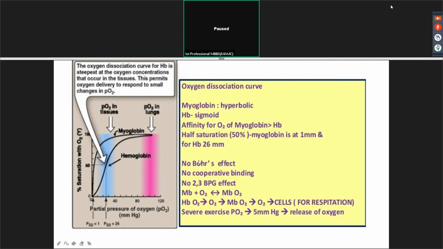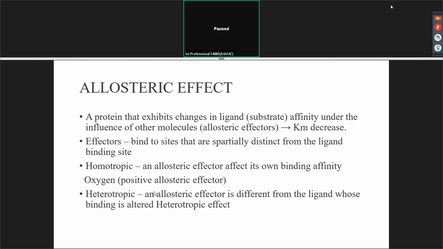There is no Bohr effect. We will discuss in next few slides. No cooperativity in myoglobin, because there is only one heme moiety. Either it is binding with the oxygen or it is not binding with the oxygen. And there is no 2,3 BPG effect. So there is only one moiety, which is given when the cell is in severe exercise, when the partial pressure reduces to less than 20 mm of Hg.